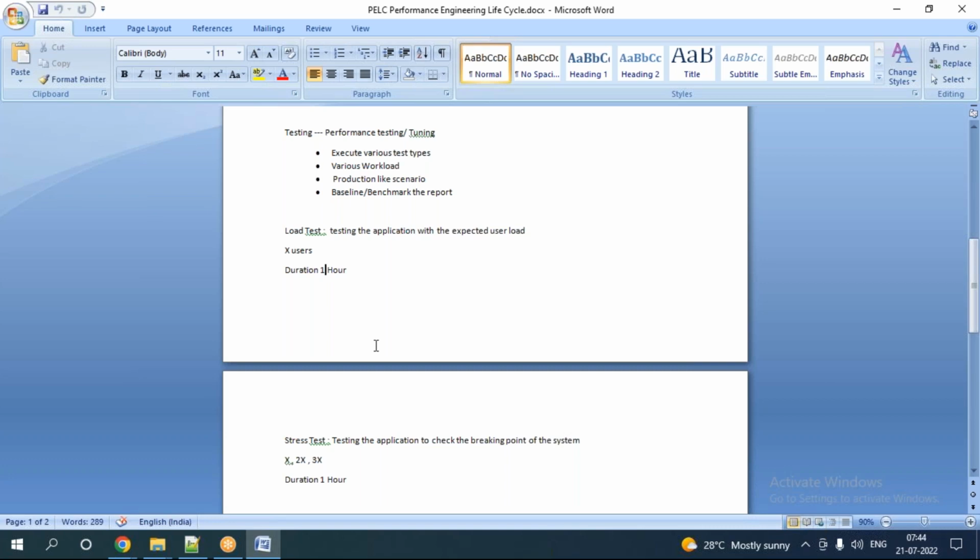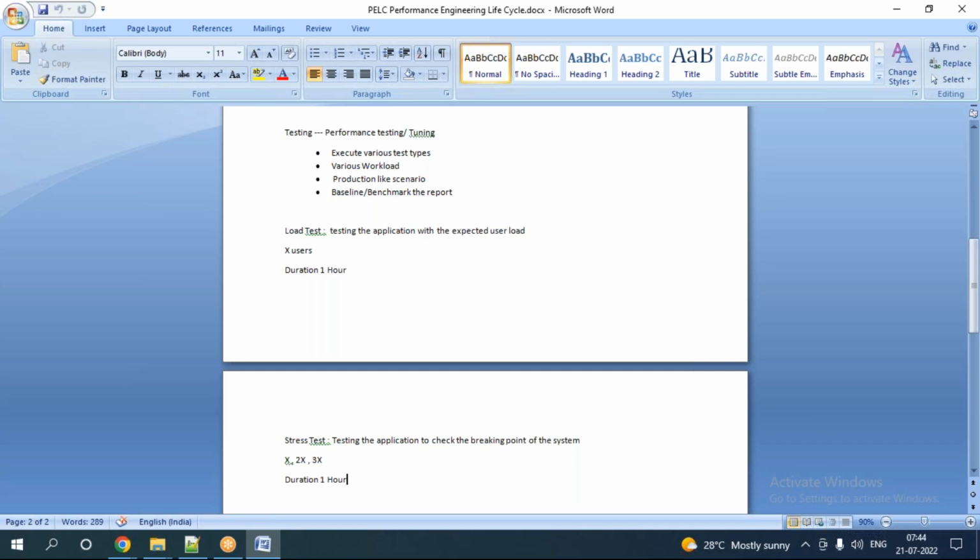Okay, load test. And then the second one is actually your stress test. If somebody is asking what stress test means, what you can say is: testing the application to check the breaking point of the system. That word is important, breaking point of the system.